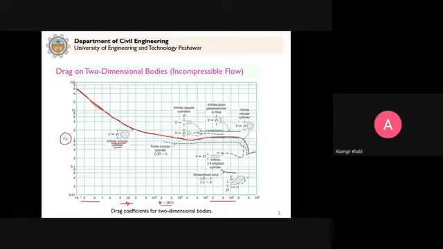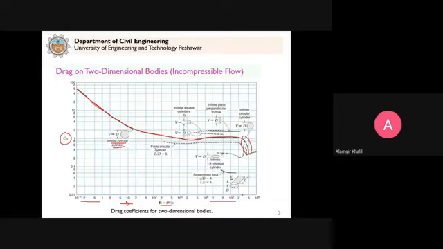And then at this point here, above 250,000, you can see a sharp drop in the drag coefficient. Just like we saw for a sphere, a three-dimensional body, this is due to the change in boundary layer from laminar to turbulent. This was an infinite circular cylinder, which means the length is sufficiently long to avoid the end effects on the flow.